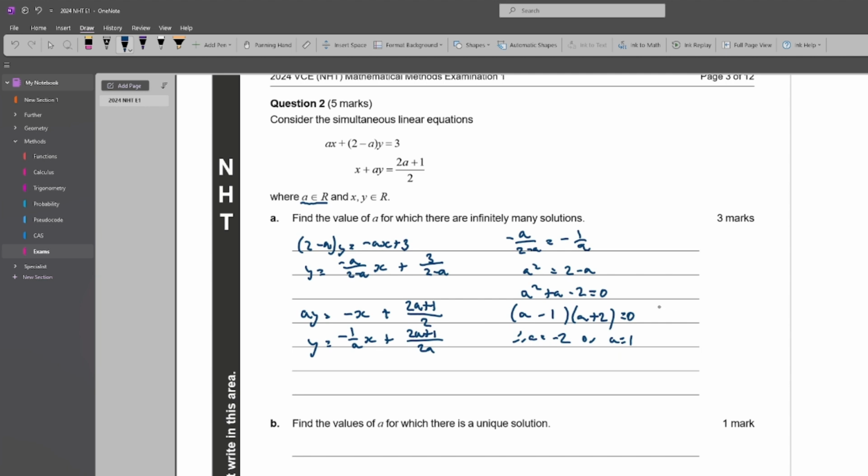So those are the gradients. Let's tackle the y-intercepts. Let's equate those. 3 on 2 minus a must equal 2a plus 1 on 2a. Cross multiplying again.